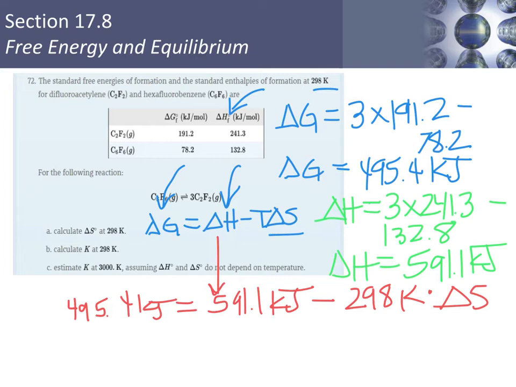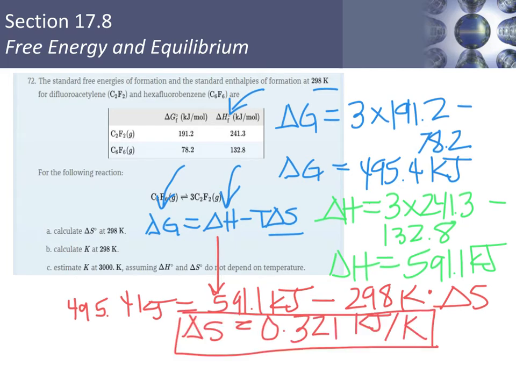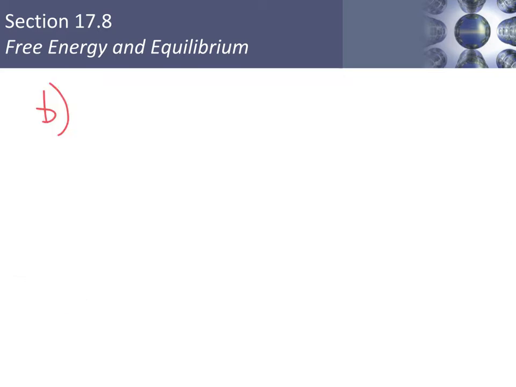And finally, we'll take those pieces of information, the delta G and the delta H, and plug them into our equation for delta G and solve for delta S. Temperature is 298 Kelvin. Delta S will be 0.321 kilojoules per Kelvin. If you want to put it in joules per Kelvin, as you would typically see it, that would be 321 joules per Kelvin.